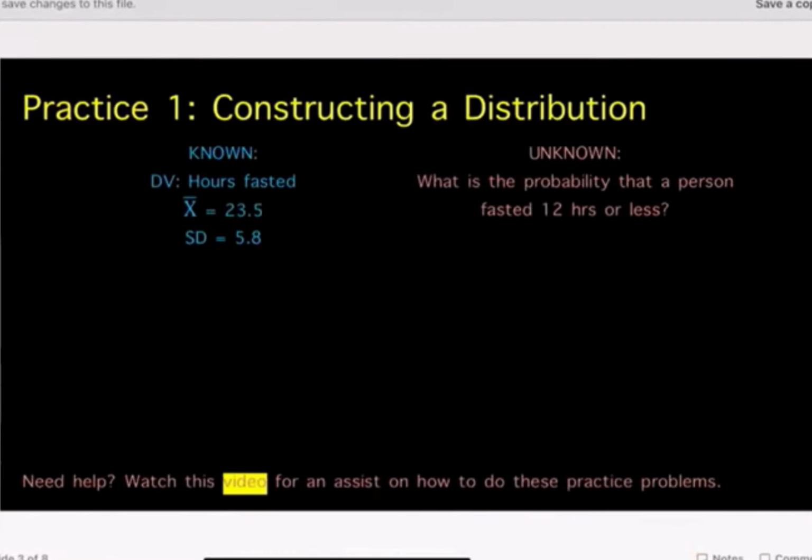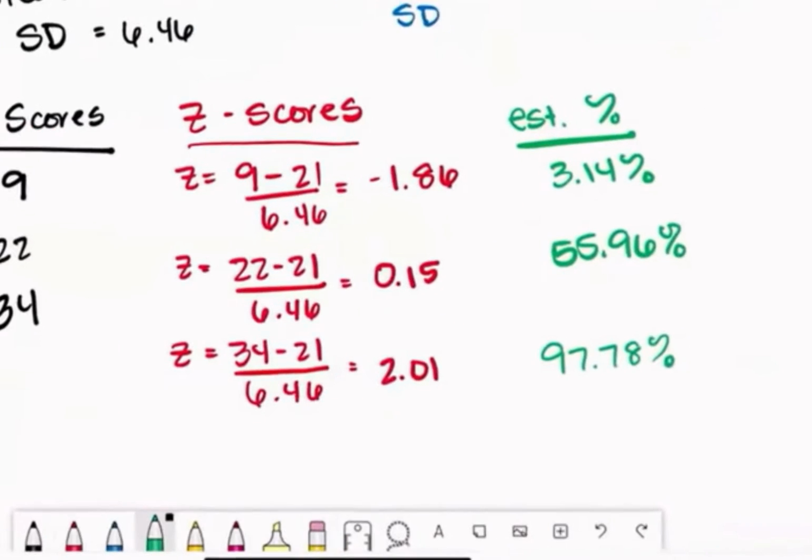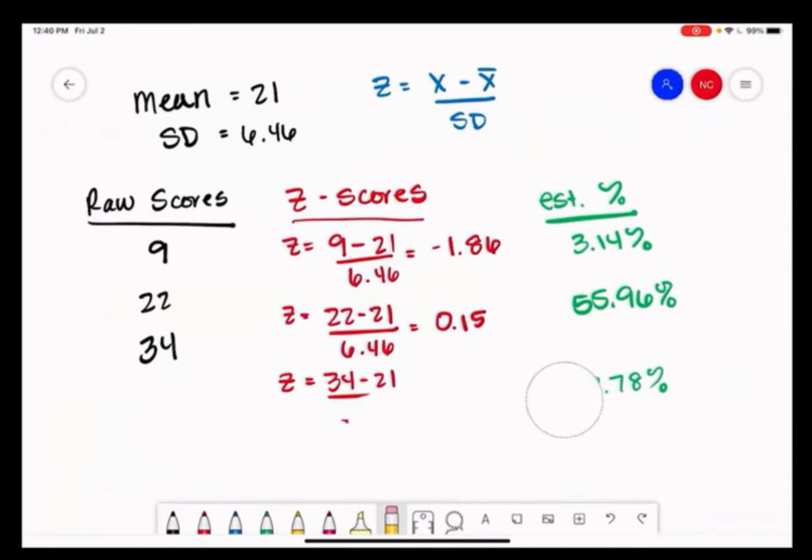Next, we're going to go over our examples for creating a distribution. So as we went over in lecture, right, we have knowns, and then our unknown is kind of the statement that's going to be indicating where exactly we're looking in our distribution. Okay, so the first thing we need to start with is to actually draw a distribution. Okay, so I'm going to go again back to my whiteboard, and I'm going to erase all of this.